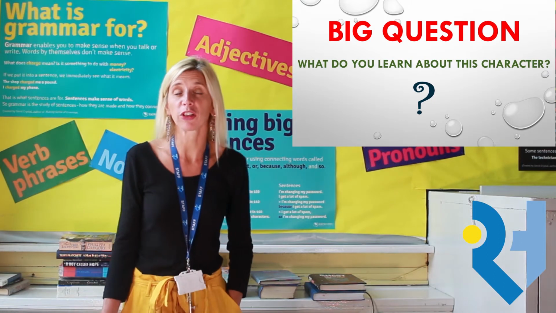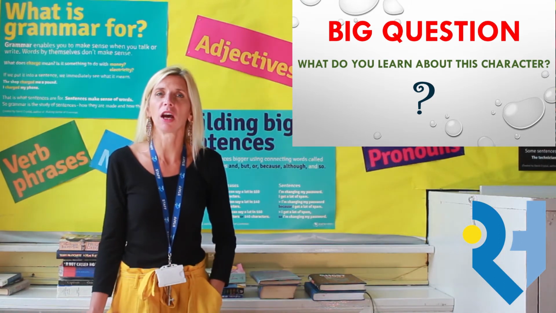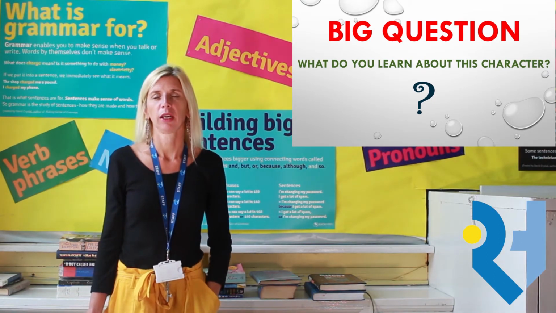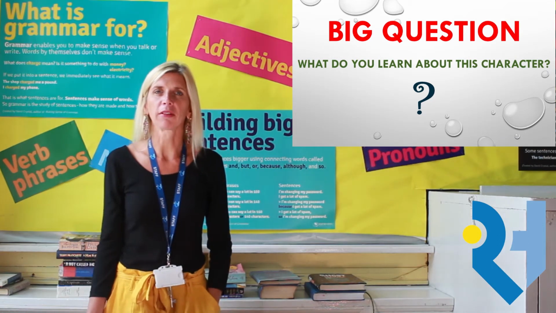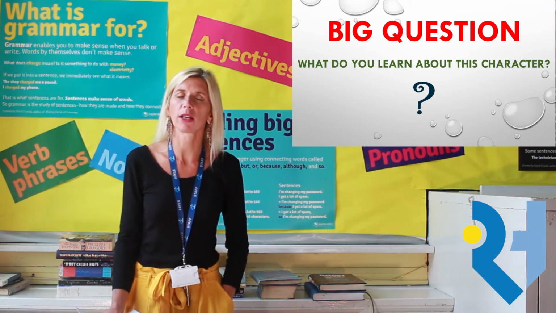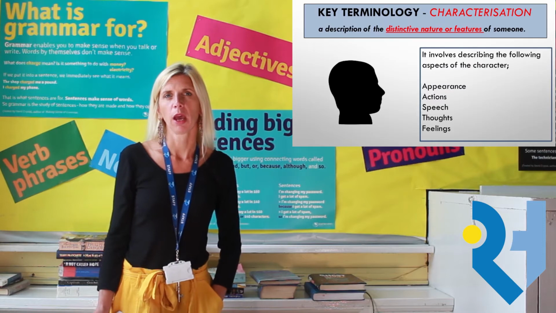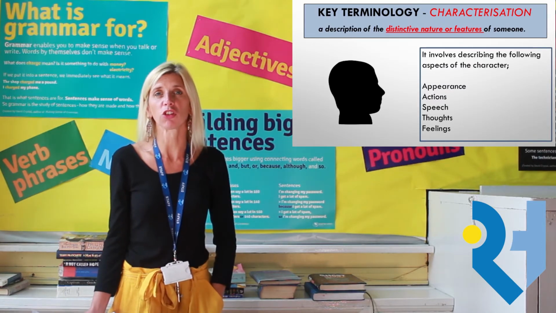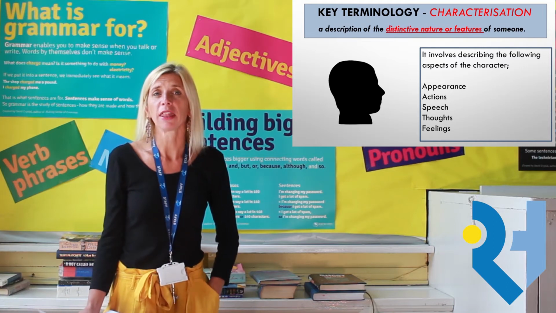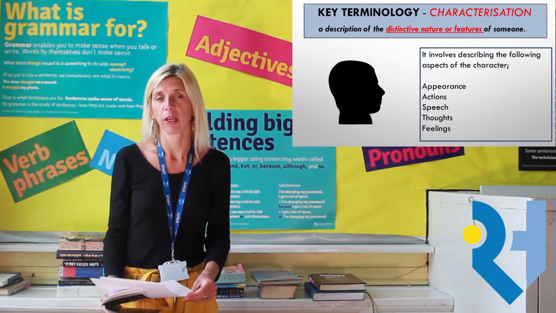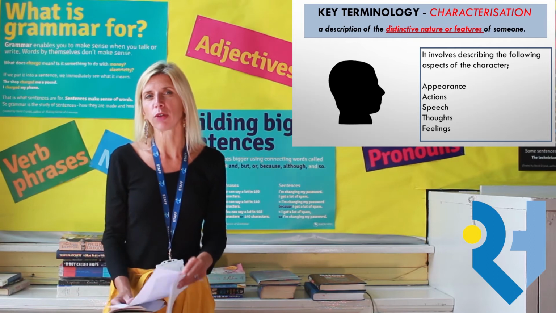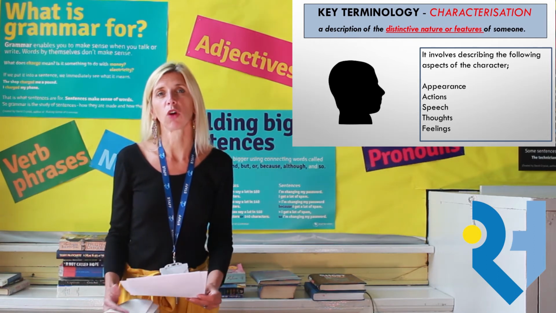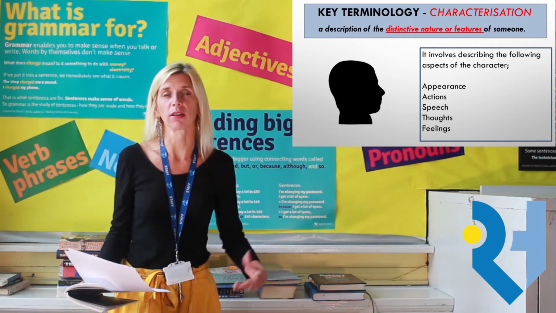Our big question for today, and what we're looking at, is what do we learn about a character? Now, when we're looking into what we learn about a character, ultimately we're looking at what's called writer's characterisation. And when we talk about characterisation, that's the distinctive natures or features of someone. Ultimately, their personality traits. Now, how we're going to go about doing that today is really focusing on the language that a writer uses when they're characterising someone.